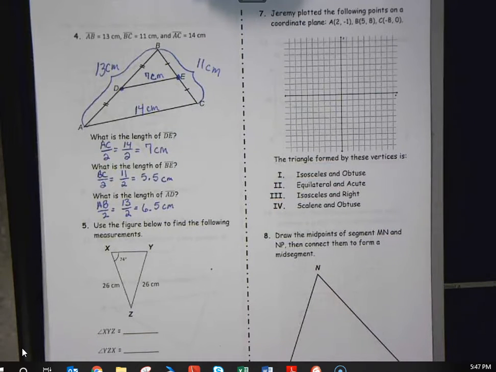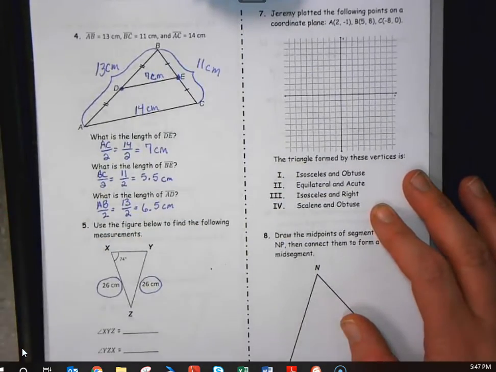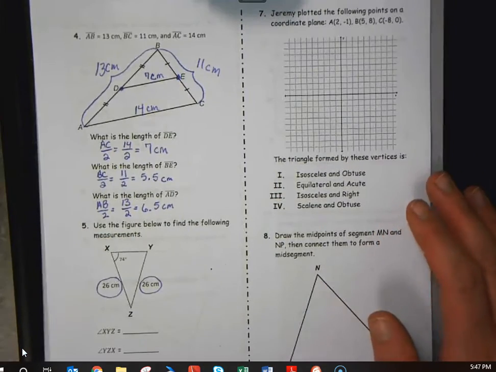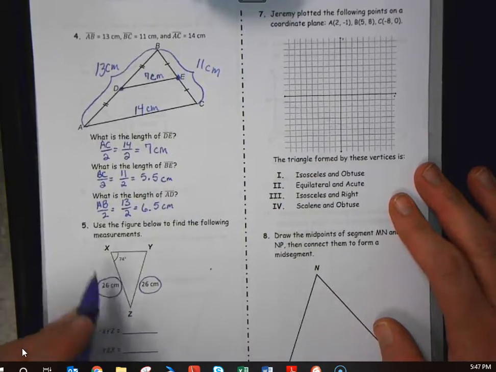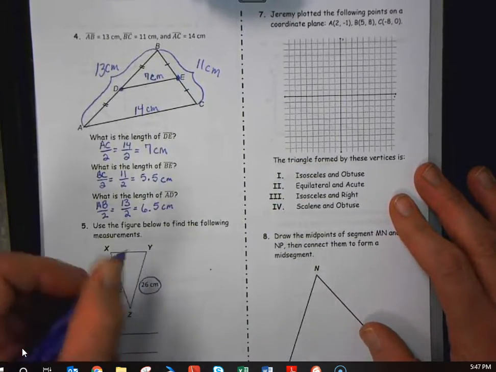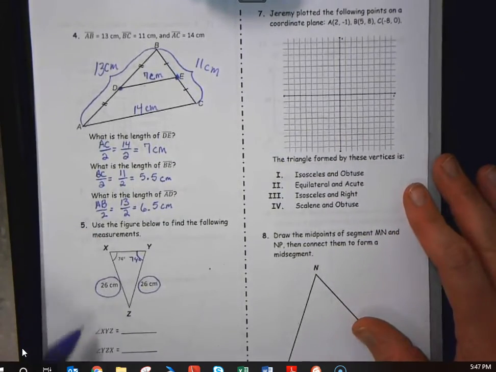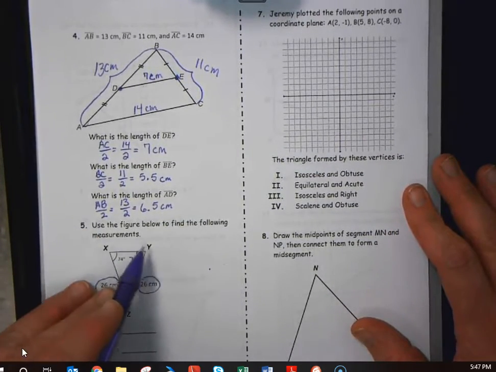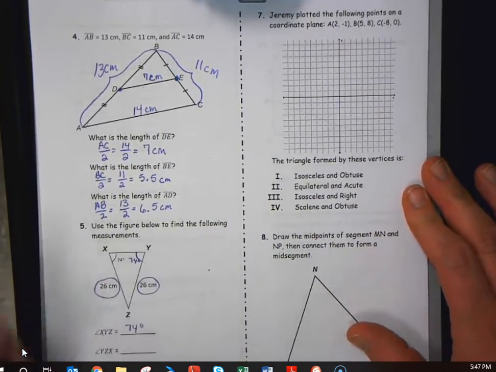Well, we know isosceles triangles have two congruent sides, which we can see here. We have a side that's 26 centimeters and 26 centimeters. And anytime we have an isosceles triangle, our base angles are also congruent. So if the sides are congruent, the angles that are opposite are also congruent. That means this angle is also 74 degrees, so that's pretty easy. So x, y, z is 74 degrees.